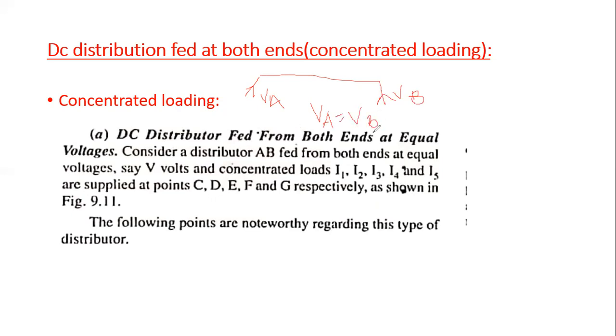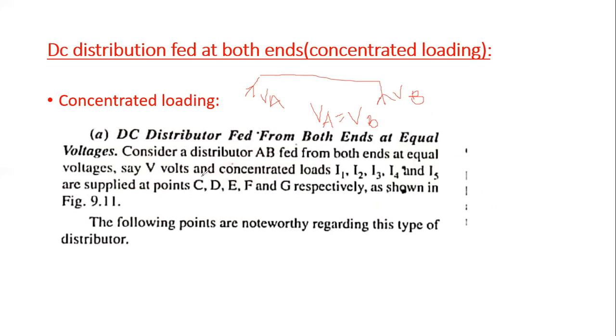Both feeding voltages will be equal, that is VA is equal to VB. Therefore, DC distribution fed from both ends at equal voltages. That is, consider a distributor AB fed from both ends at equal voltages.